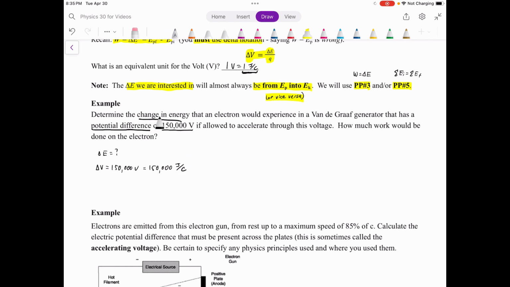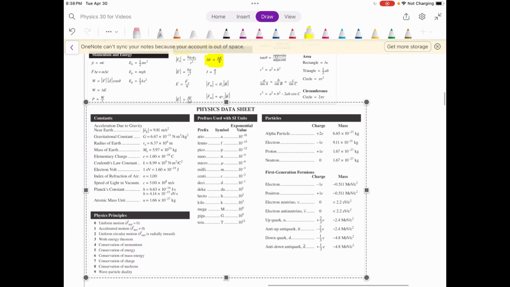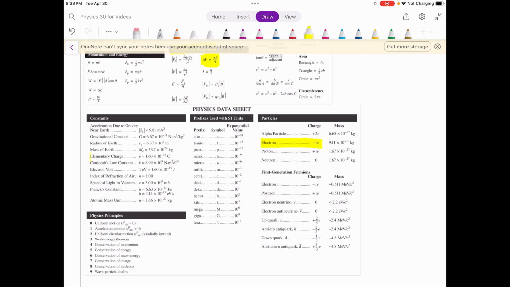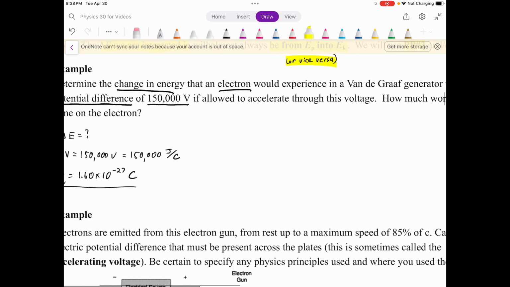So we want to determine the change in energy that the electron, hey, we know something about an electron because it's on the back of our formula sheet. Whoops, I'm thinking of the electron's mass. We haven't had to use that yet. 1.60 times 10 to the negative 19 coulombs is the charge of an electron. Again, in case you've forgotten, right, the electron has a charge of minus 1 e, and then e is just the elementary charge, 1.6 times 10 to the negative 19 coulombs, okay? So that's the charge of an electron.